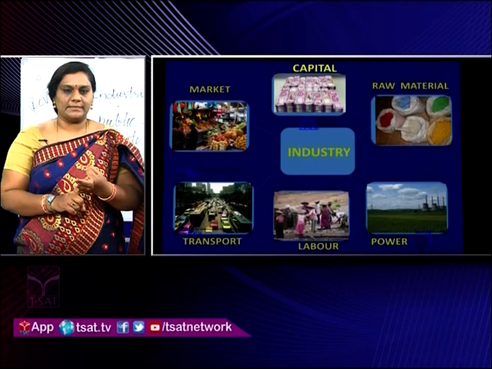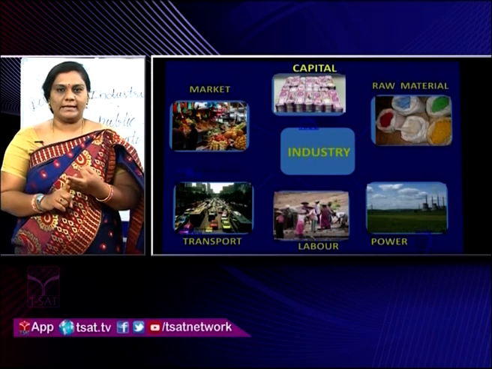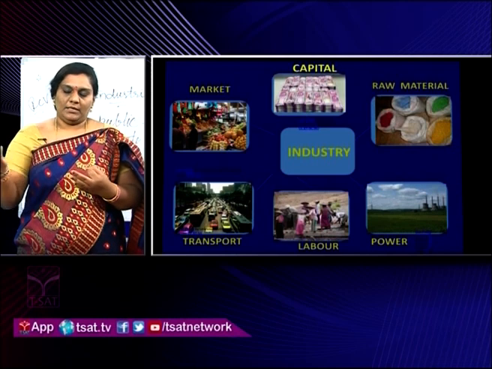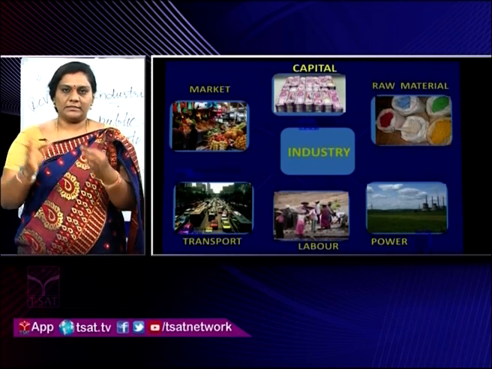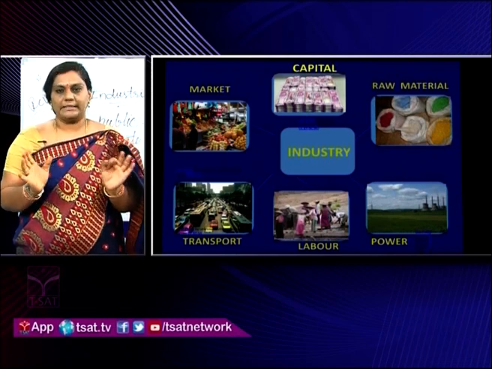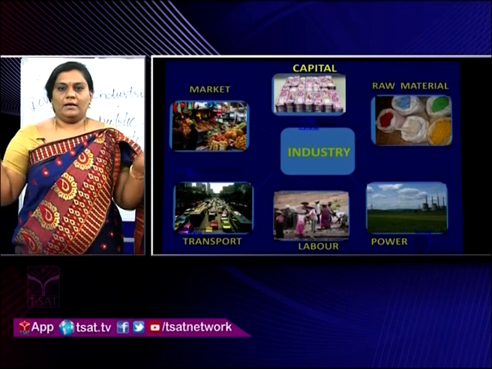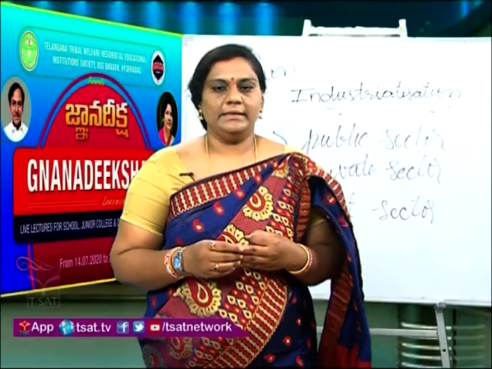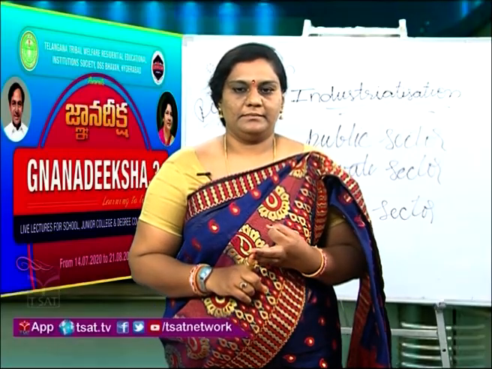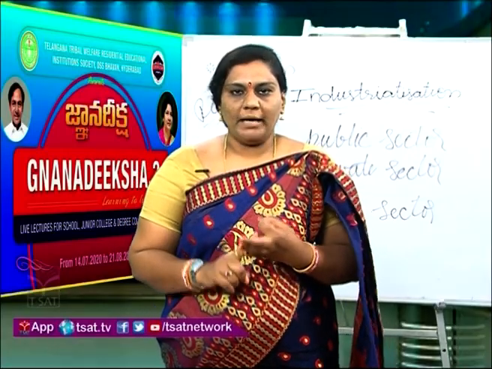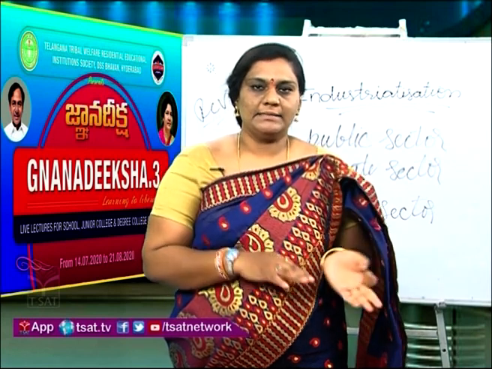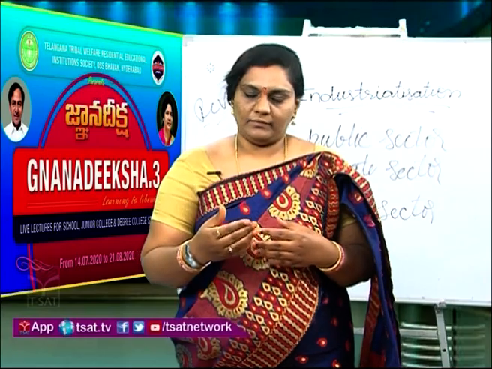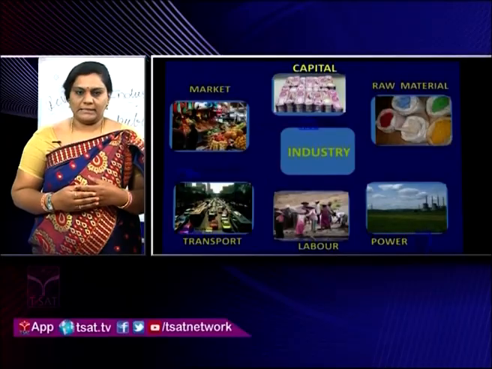Next, raw materials. From where are you getting these raw materials? If you are setting up an industry like agro based industries, obviously you have to set up the industry nearby the forest area where it is available. And then labor. Definitely you want people, skilled and unskilled people, the laborers, those who can work in the industries.